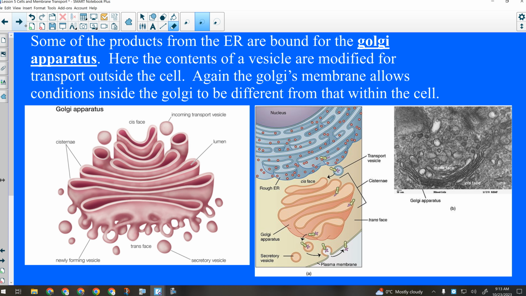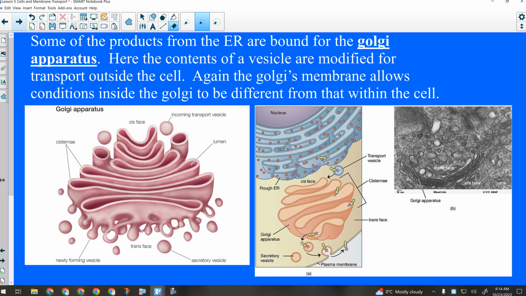Now, if you're looking at these pictures here, you'll see that almost all of them have this label on them: cis face, trans face. Okay, cis face, trans face, and even in this electron microscope picture, you see the same thing: cis face down here, trans face here up above. Now, you'll notice that the trans face always looks a bit different than the cis face.